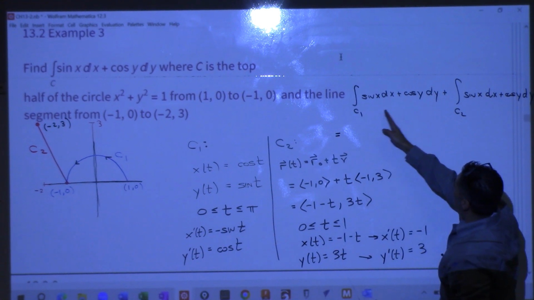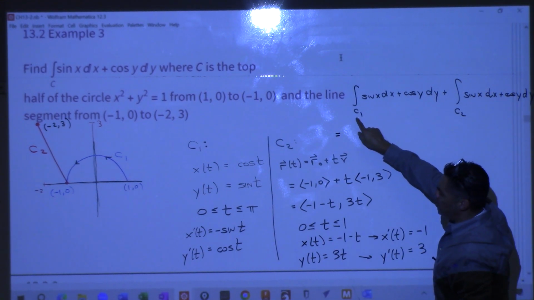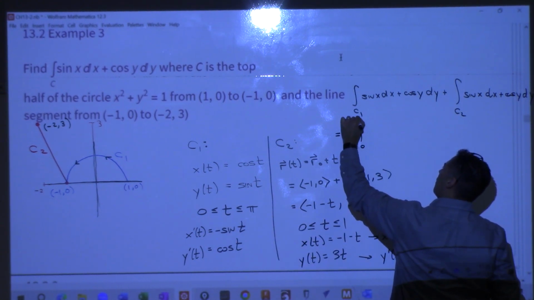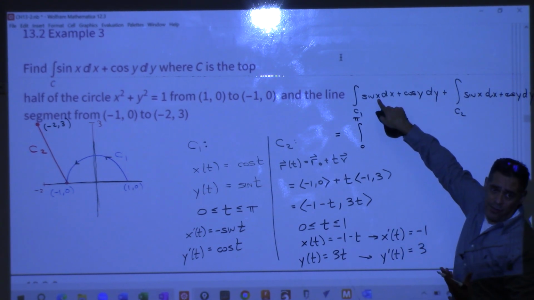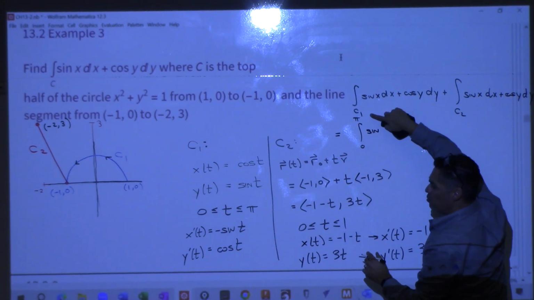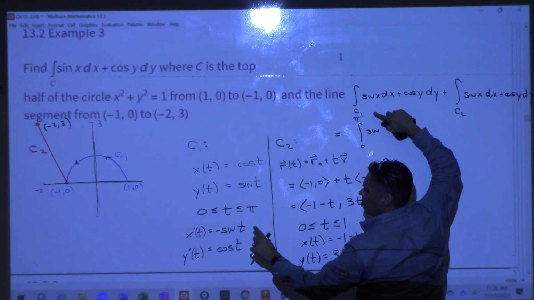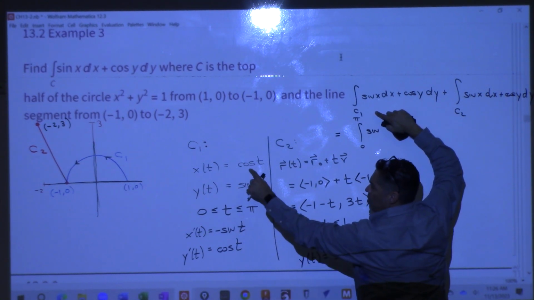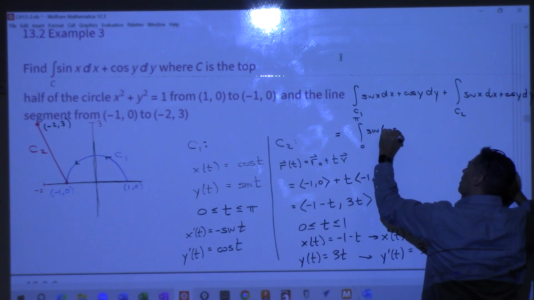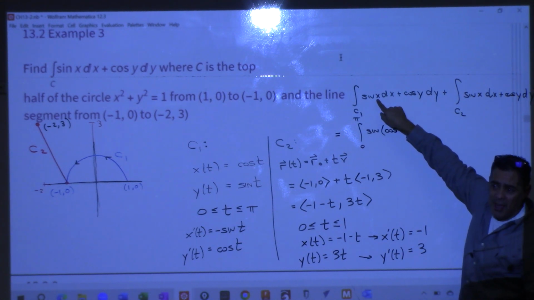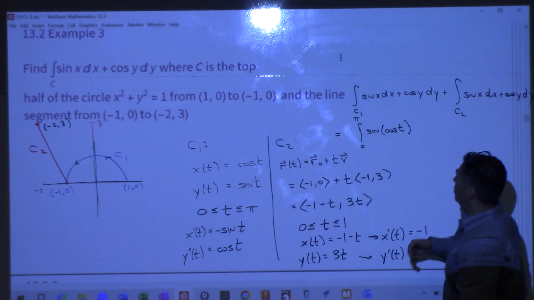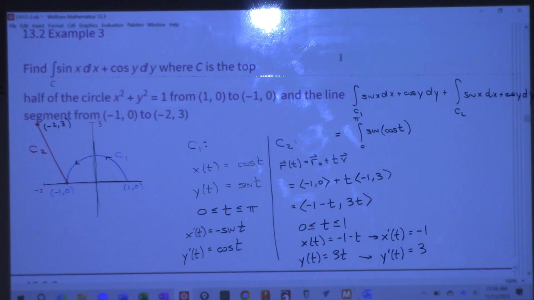Now let's go over C1 first. What are our limits of integration? 0 to pi. What is sine of x for us here? What's x if we're on C1? Not the derivative, careful. It's cosine t. So this is sine of cosine t. We have to replace the x with what the x parametric equation is. So it becomes sine of cosine of t.